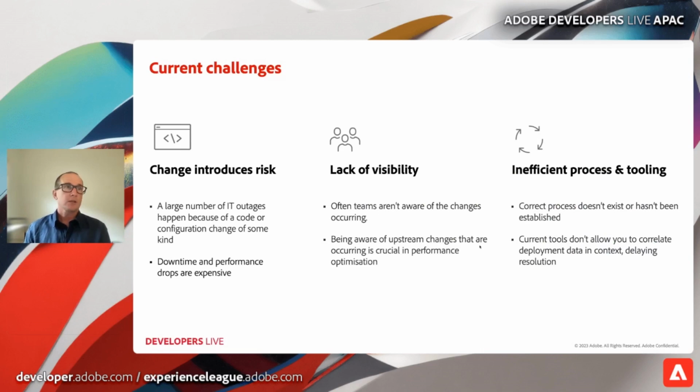First one is change introduces risk. So obviously code and configuration change is a leading contributor to performance drops and downtime incidents, which are expensive. So if we can reduce that, then we're on our way to improving our observability and our applications. Performance drops here is probably worth mentioning. Downtime's an obvious one, but any performance drop is something that might be more closely related to Adobe Commerce.